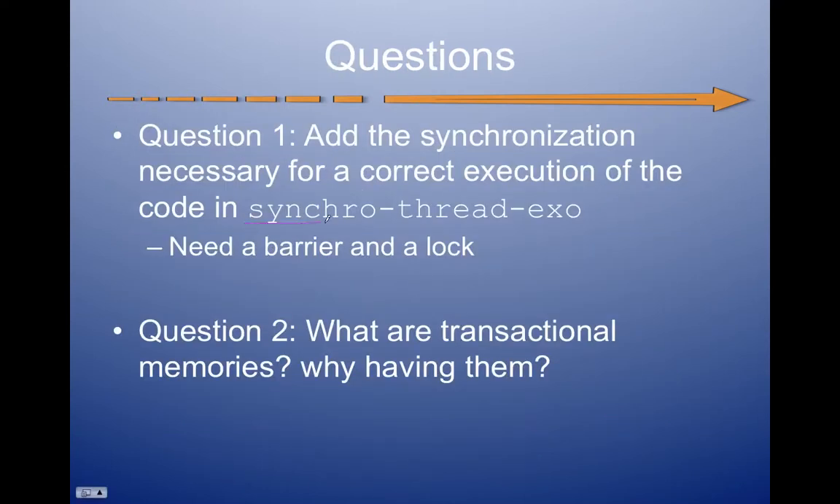So let's look at the exercise for this part of the course. Look in the SVN for synchro thread XO, and this code is not computing correctly because it's missing some synchronizations. So add a barrier and a lock to make sure that the parallel execution is correct. Before you do that, try to understand what the code is doing. Another thing is to look on the web at what transactional memories are, and what they are providing. They are becoming more important because Intel has a new instruction set that implements them.